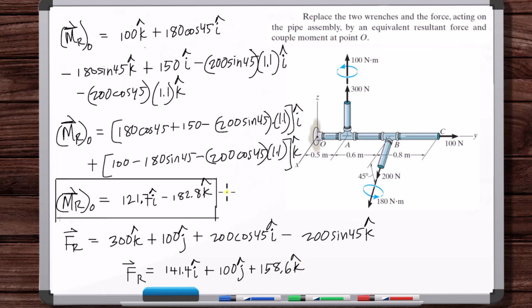Okay, yeah, and then the units are Newton meters, and this is going to be in newtons. And there you go. So if we could erase all of these forces and couple moments and put this couple moment at point O and this force at point O, that would be an equivalent system.